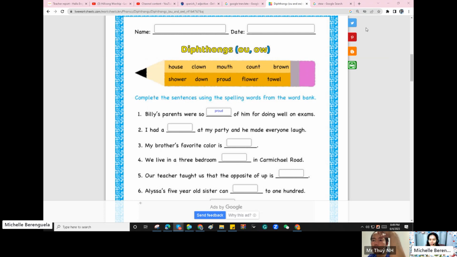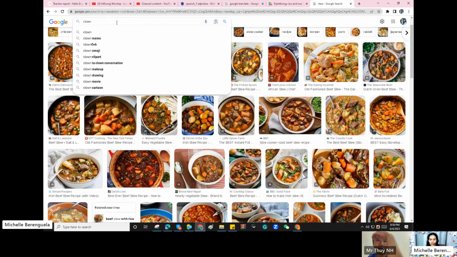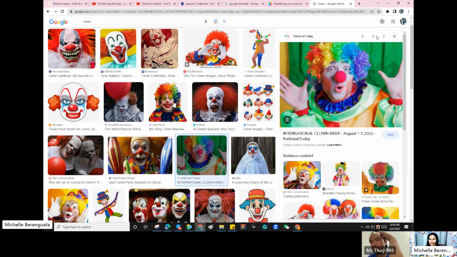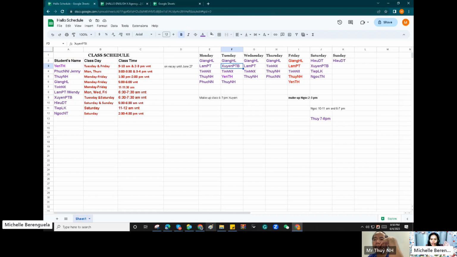I had a blank at my party, and he made everyone laugh. It's clown. Clown means a person that makes everyone laugh. Okay, this is a clown. It's a funny person. See? It's clown, okay? Especially for children's parties, okay? Yes. Okay, next one.